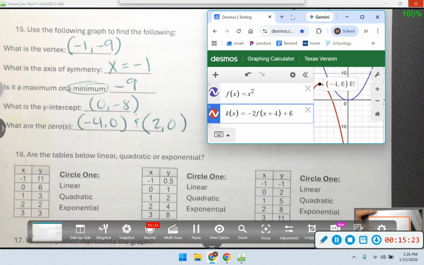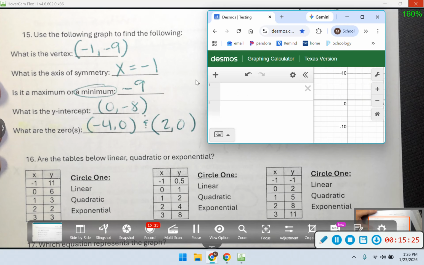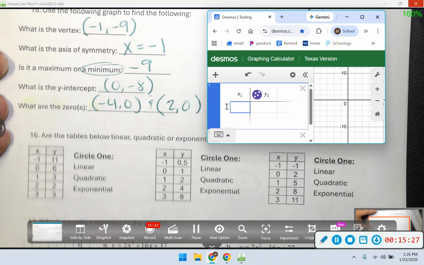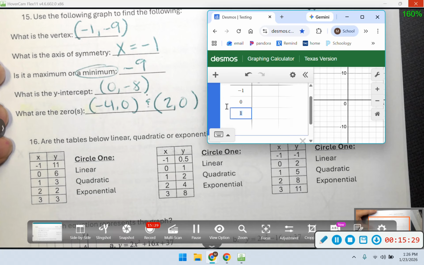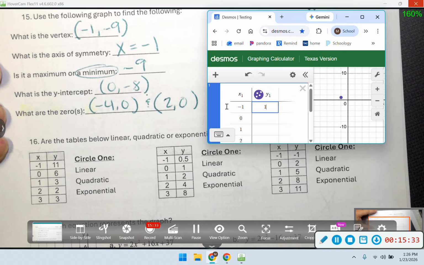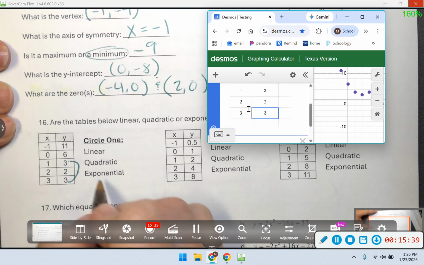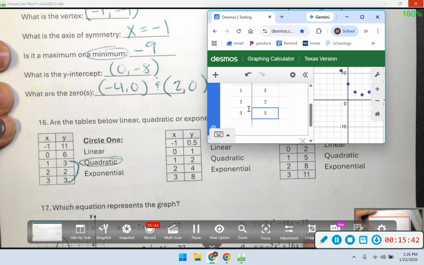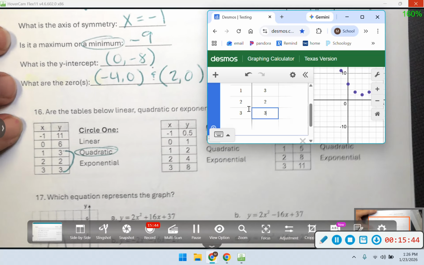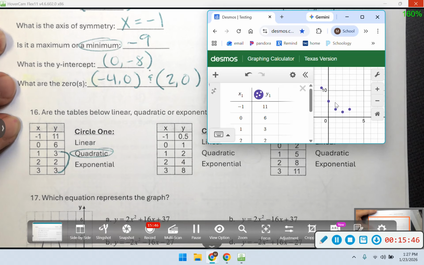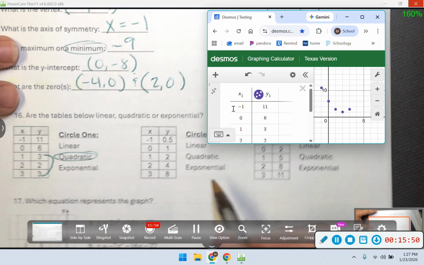Okay, 16, I'm going to type them in. So plus sign, table, negative 1, 0, 1, 2, 3. And I have 11, 6, 3, 2, 3. Now, as soon as I saw that rainbow, I don't even need to type this one in. I know it's quadratic. The only one that's going to have a rainbow or numbers that match is quadratic. But I can also see that it went back up, so it's not a skateboard ramp. Okay, so I know this is quadratic.